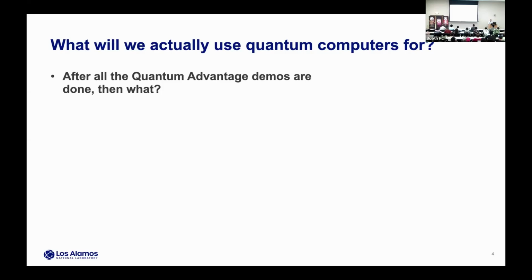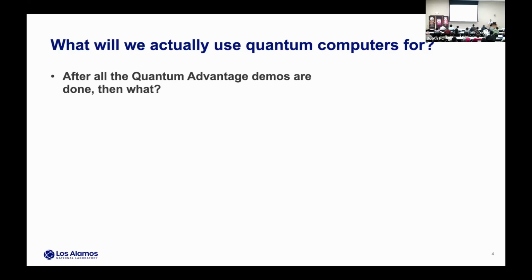What will we actually use quantum computers for? That big list I gave you before is kind of, when you start to ask people, okay, exactly how will you use a quantum computer to support a logistics or a supply chain application, it starts to get very tricky really quick. And everyone is focused so much on doing this quantum advantage demonstration or quantum supremacy demonstration that they don't really think, okay, what comes after that? So I'll just pose it to you, after all the quantum advantage demos are done, then what?